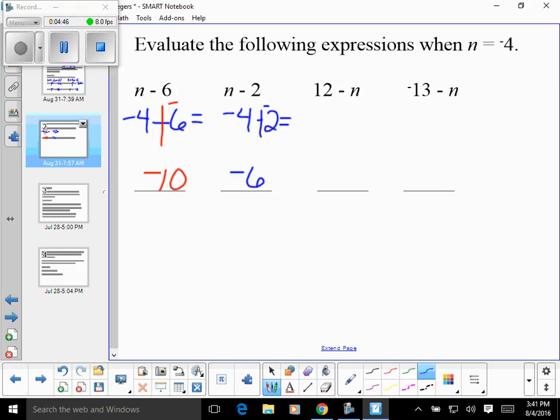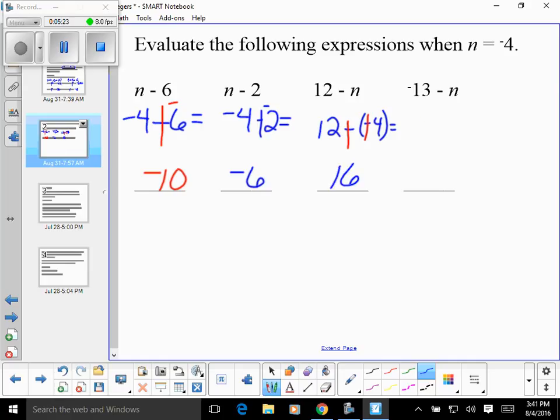If you want to do these last two, hit pause, and then after you've done them, you can come back to the lesson and I'll show you how they work out. Okay, substituting 12 minus. Here's where you got to be careful, because this time, remember, n is negative 4. Now I can do the changing. Add the opposite. And I will end up with a value of 16.